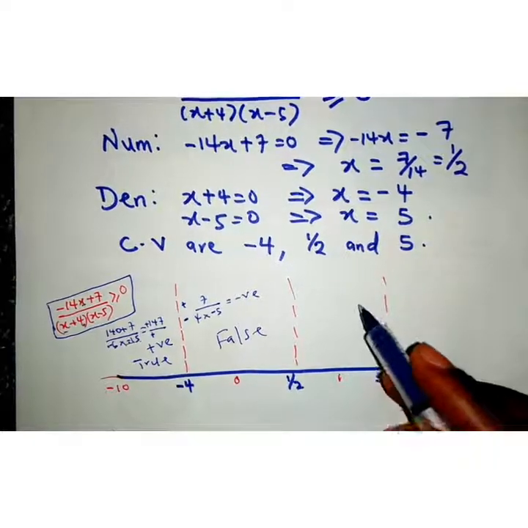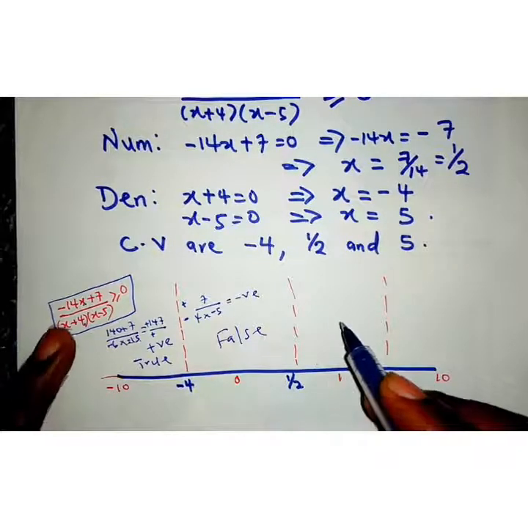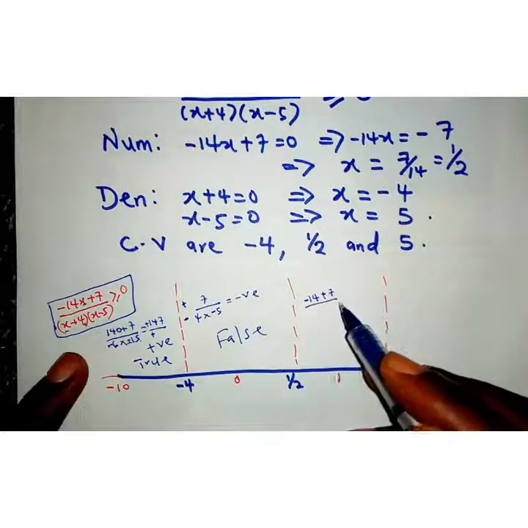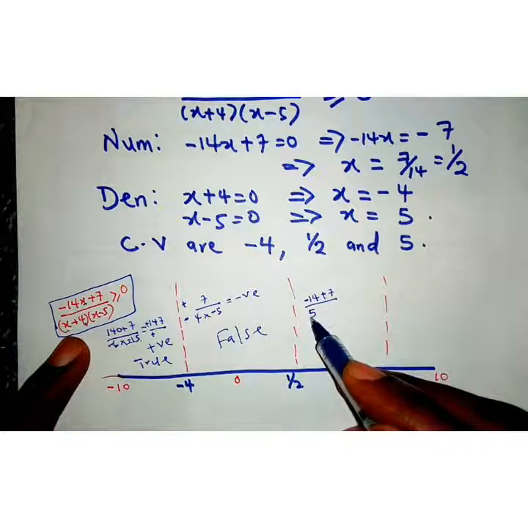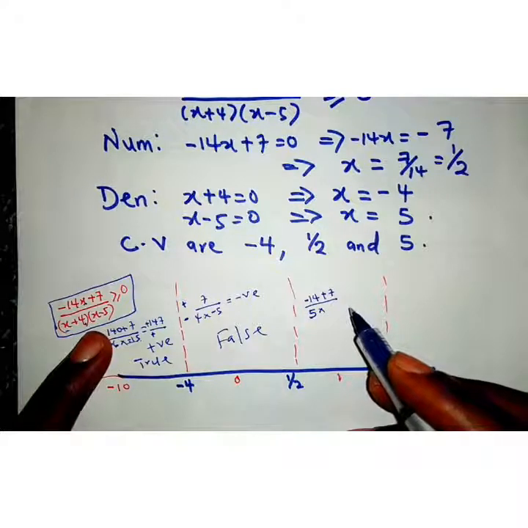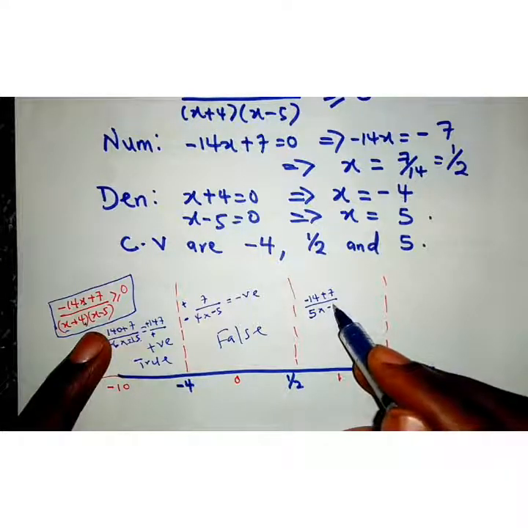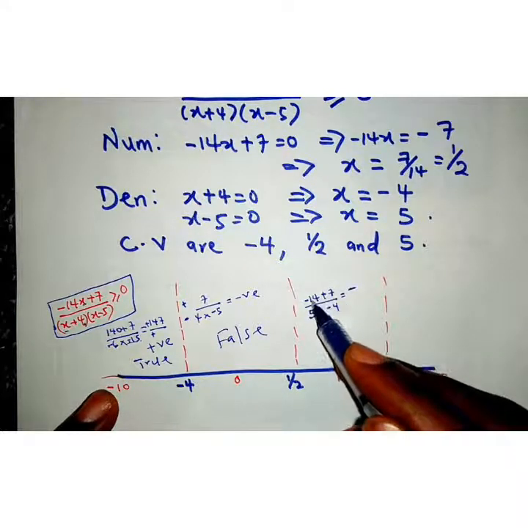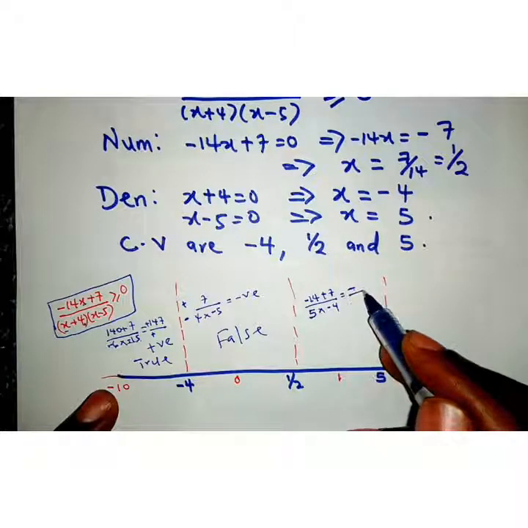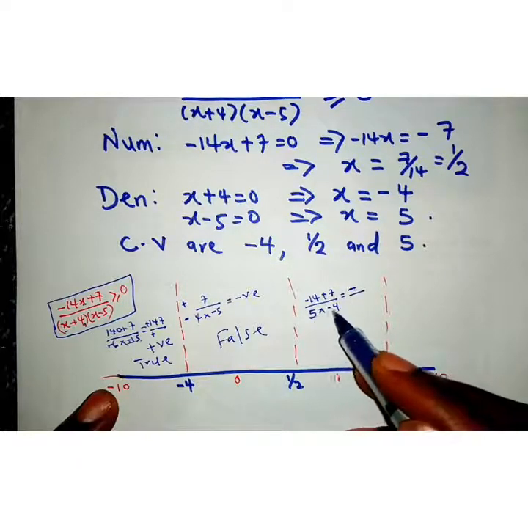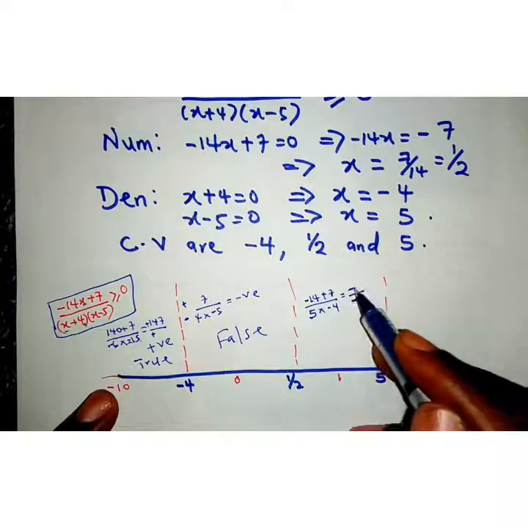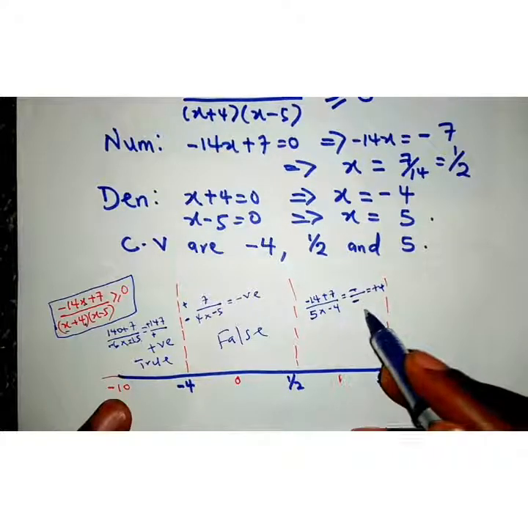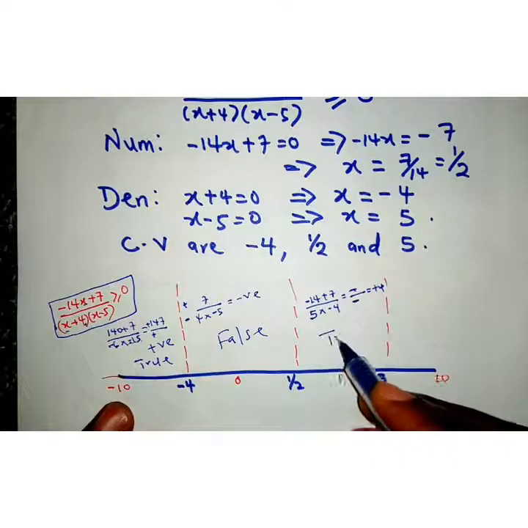For this interval, we test 1. So minus 14 times 1 gives us minus 14, plus 7 is minus 7, which is negative. Over the denominator: 1 plus 4 is 5, times 1 minus 5 is minus 4. Down here we also have a negative value. So negative divided by negative gives positive. So we have a positive value in this interval, so it is true in this interval.